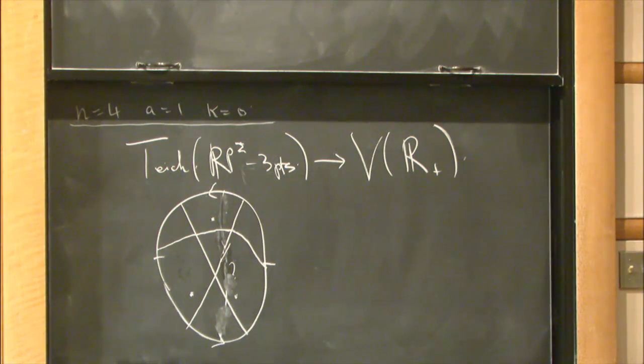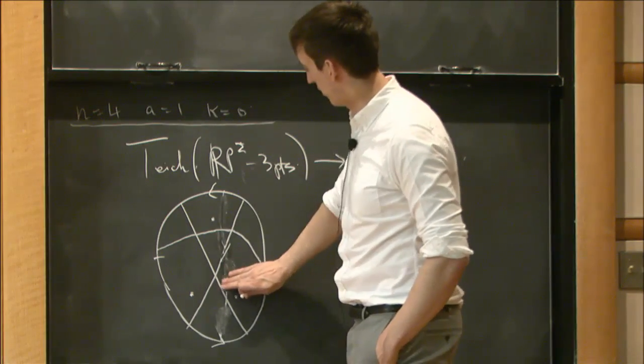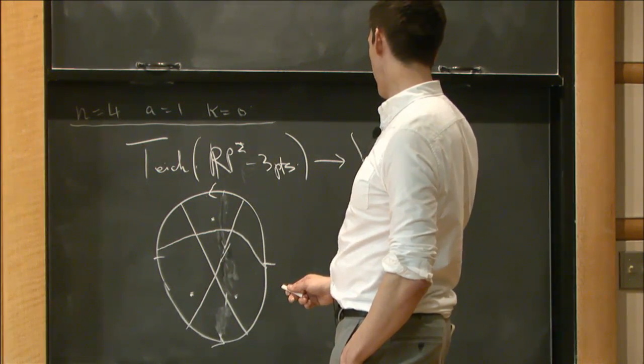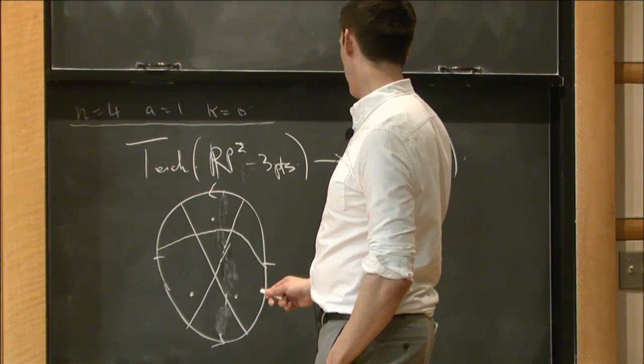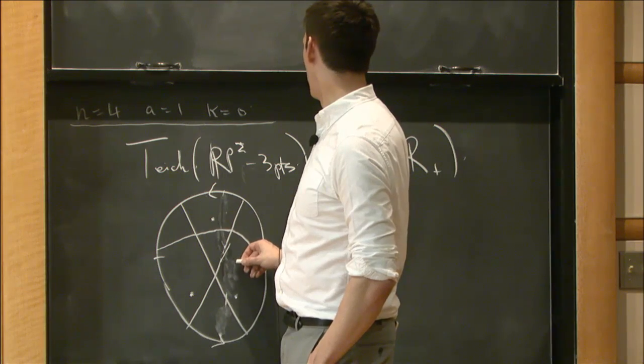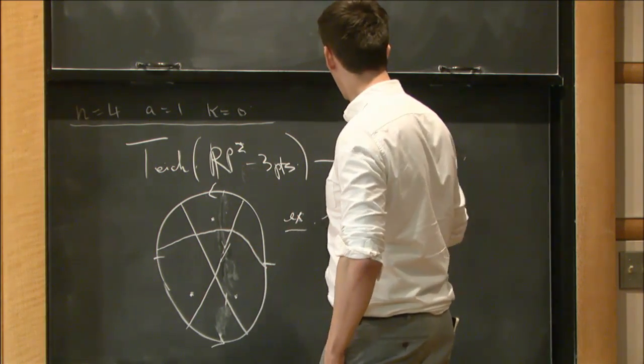Is k equals 0 related to some condition of the curves? Yeah, there's unipotent. Does anybody see how to actually draw this curve? Wait, so leave it as an exercise. Okay, exercise is okay. Find the fourth.